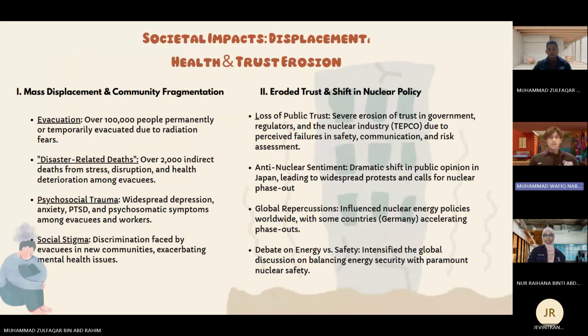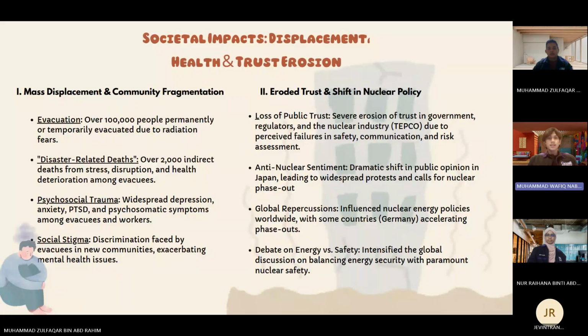I would like to talk about societal impact, displacement, health, and trust erosion. The first point is mass displacement, community fragmentation. Firstly, we talk about evacuation. Over 100,000 people permanently or temporarily evacuated due to radiation fears.